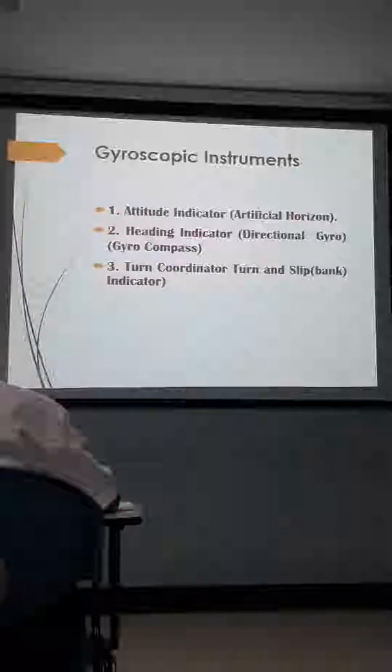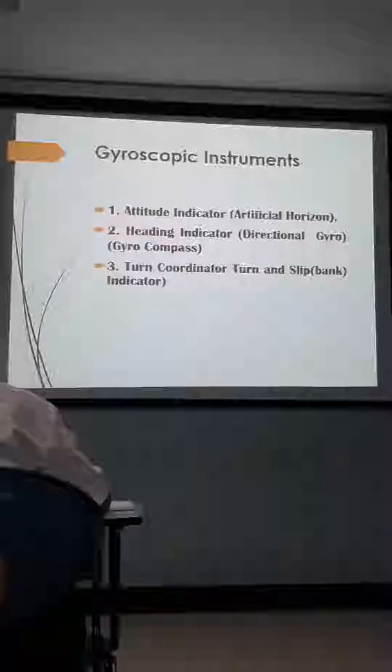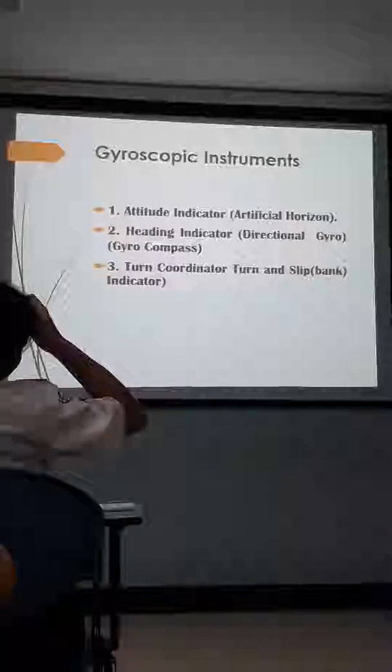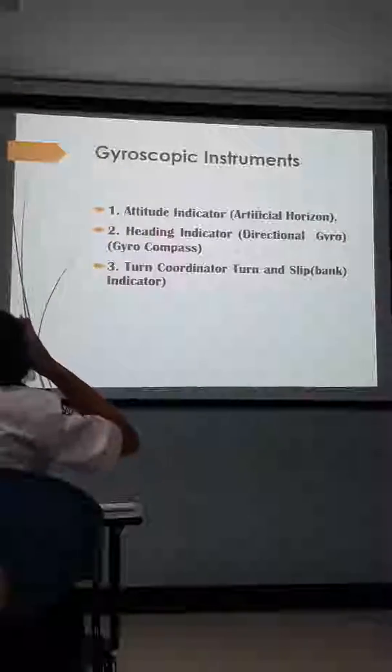Okay. Second one, the heading indicator. You can also call it the directional gyro or gyro compass. Okay, heading indicator, directional gyro, gyro compass. Third one, turn coordinator, also called turn and slip indicator or rate of turn. Rate of turn. We have rate of climb and then we have rate of turn.